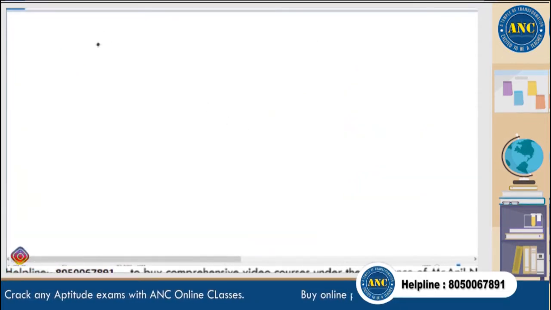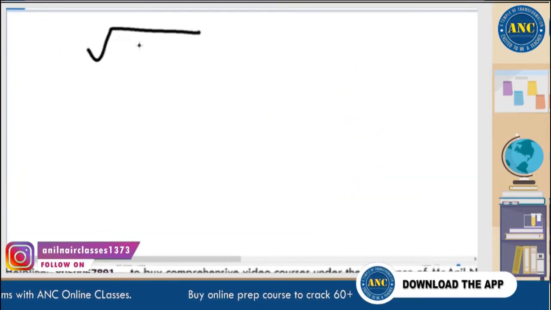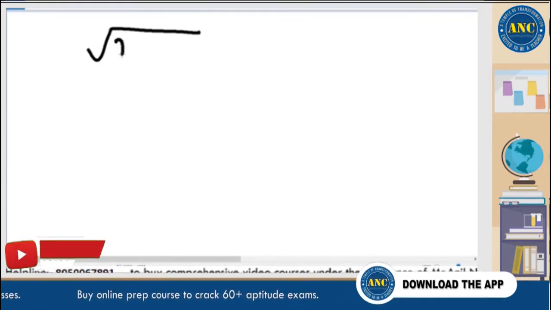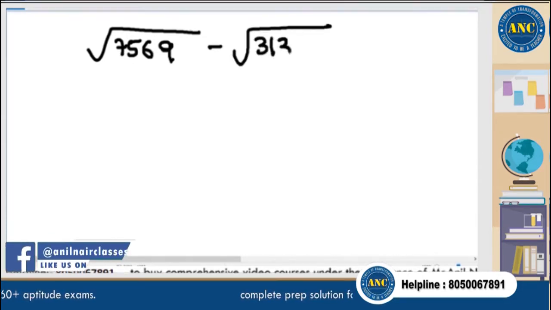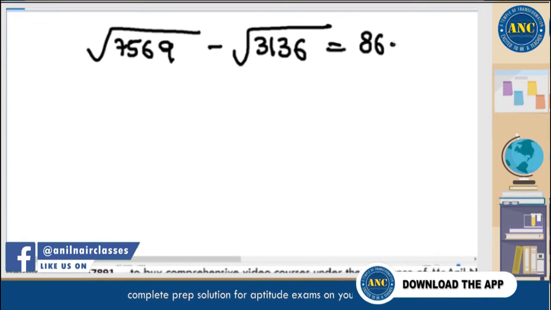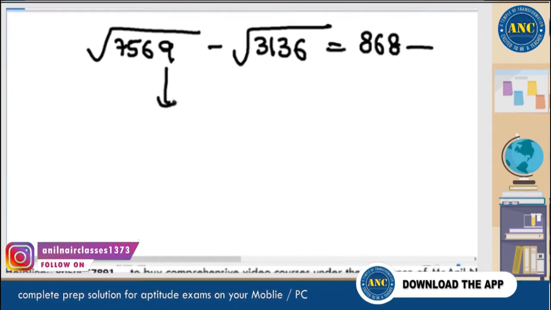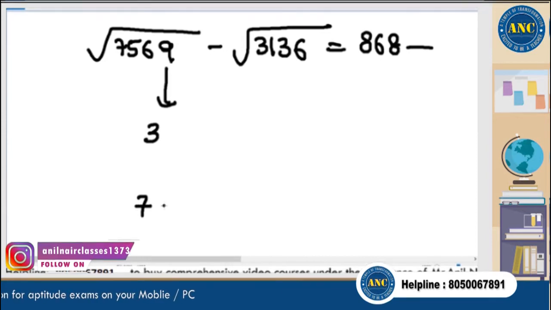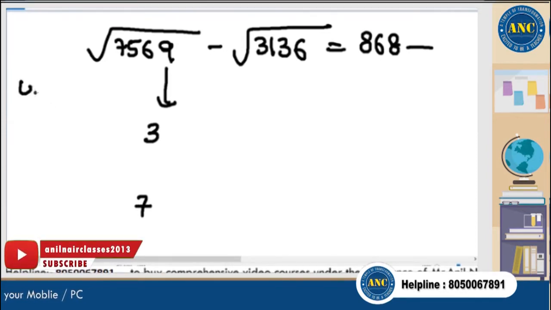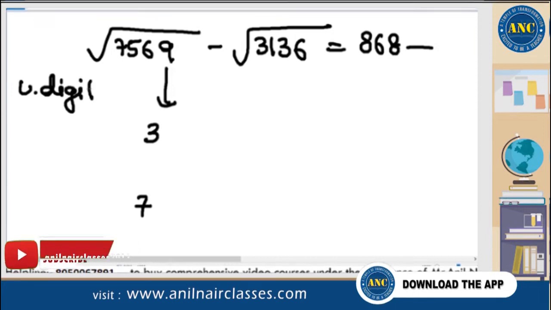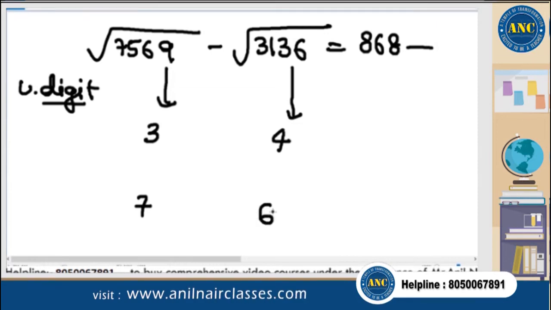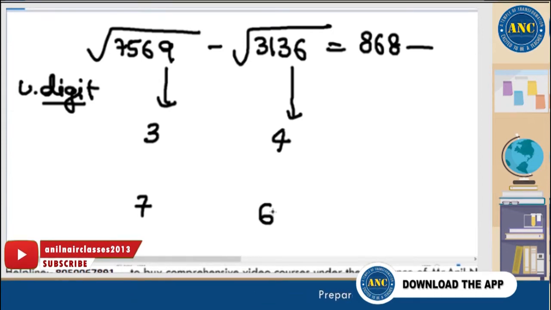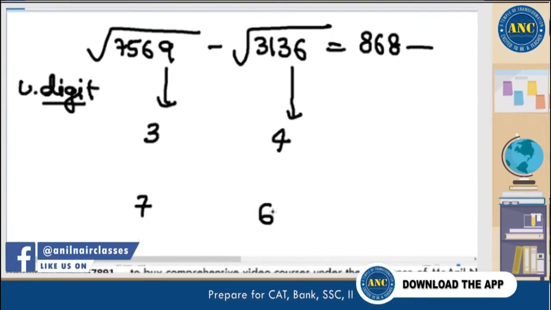Let us explain another method. Namita, listen carefully. Question, please write down again. Square root of 7569 minus square root of 3136 is equivalent to 868 minus... This is ending with 9. Any perfect square ending with 9, the unit digit of its root will be 3 or 7. Any perfect square ending with 6, the unit digit of its root will be 4 or 6. I hope it is clear, right, sir?